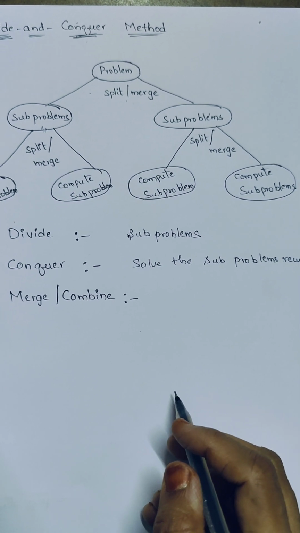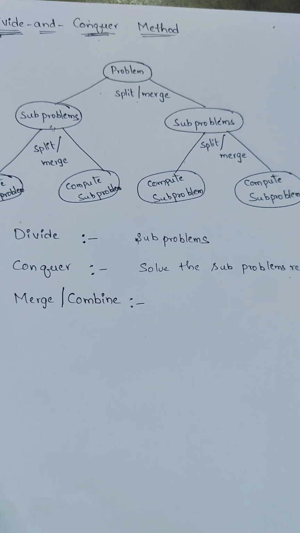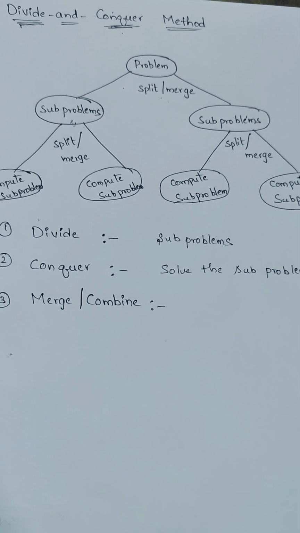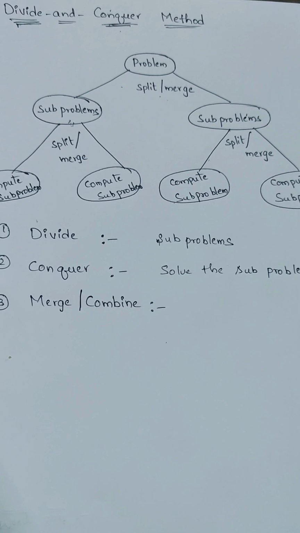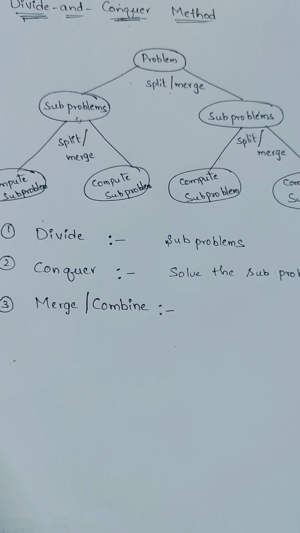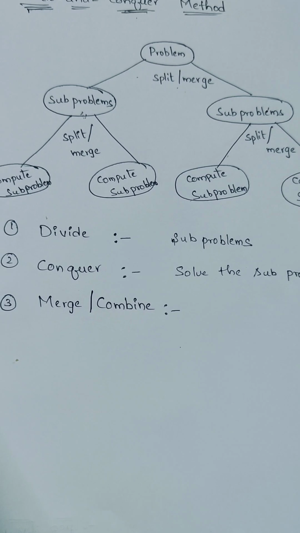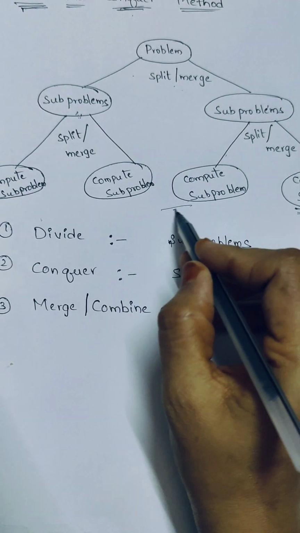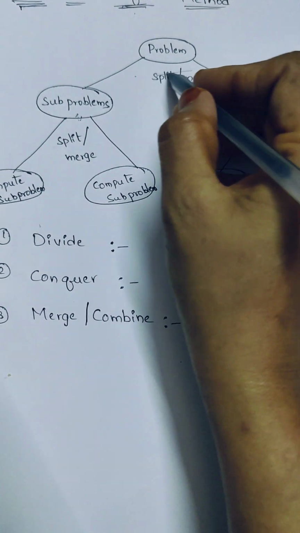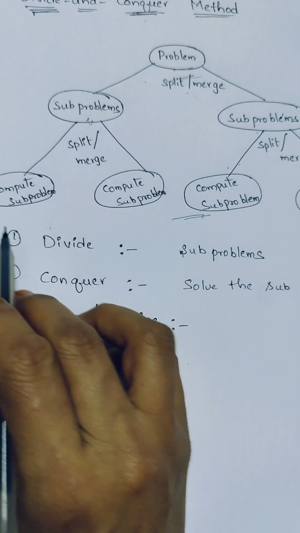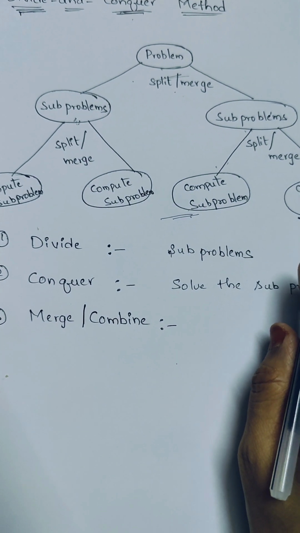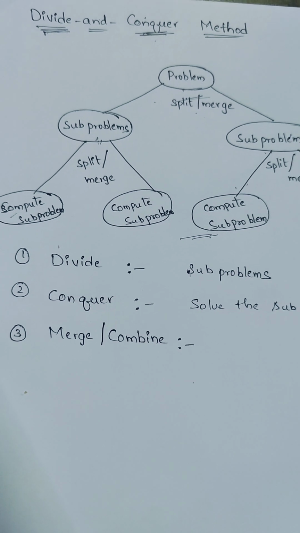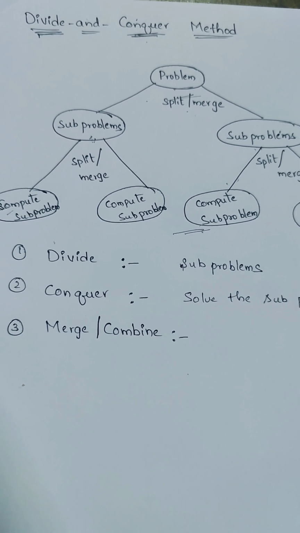Coming to merge and combine, we need to combine the solutions, whatever solutions we are getting for each step. So we need to combine the solutions to the subproblems to solve the original problem. We compute all the subproblems one by one, and we merge them one by one, and finally we get the original solution. This is the entire process for the divide and conquer method.